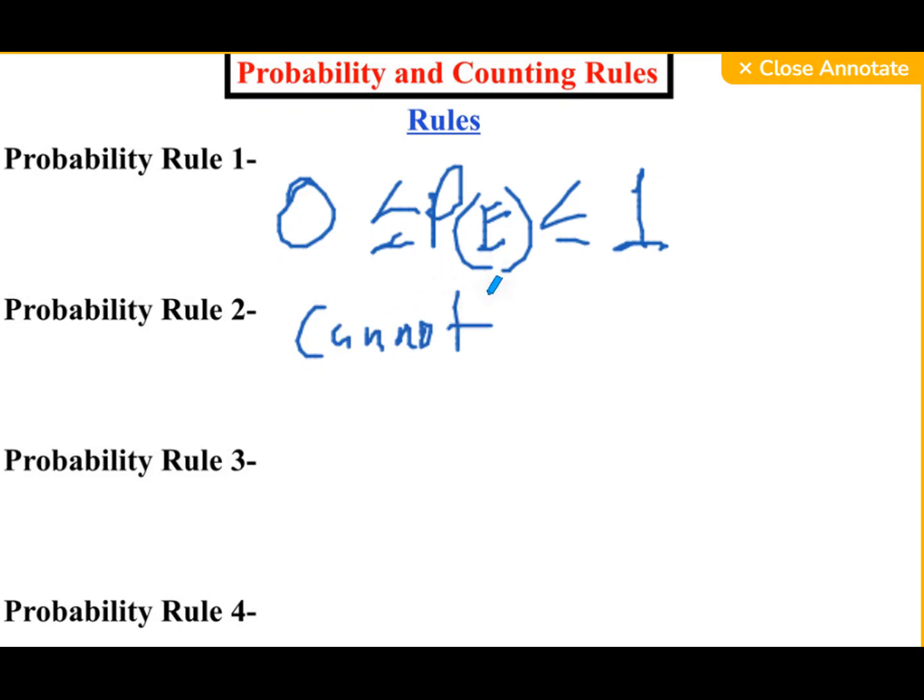So if an event cannot occur, then it has to be what? 0. Obvious, right? That's why I say, this is just terminology that you just need to know. Probability rule number 3.